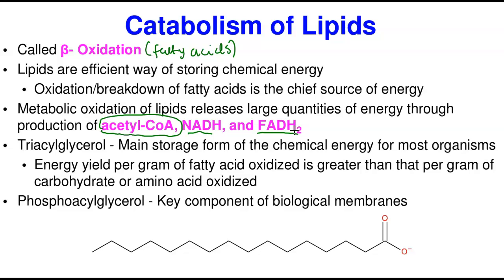Now, triglyceride, or what we call the TG, is the main storage form of chemical energy for most organisms. Now, the energy yield per gram, like I said this earlier, remember that? The energy yield per gram of fatty acid oxidized is greater than that per gram of both carbohydrate and amino acid oxidized. So they are actually an efficient source of energy or calorie, despite the fact that eating of lipids nutritionally has a lot of bad names. But they are not very bad after all. There are unsaturated fatty acids that are not bad. However, whether we like it or not, they remain an efficient store of chemical energy.